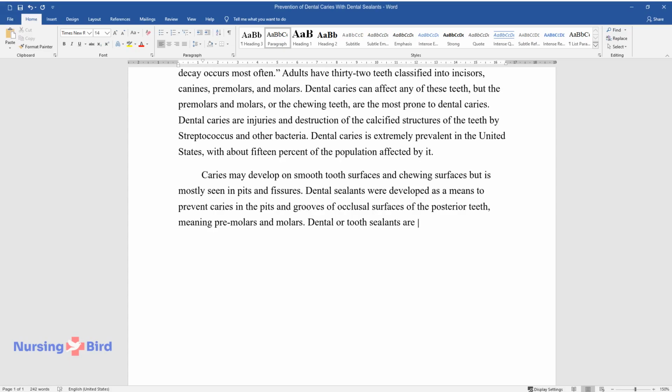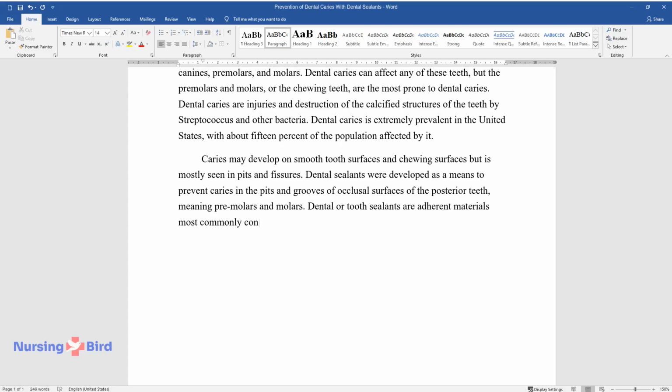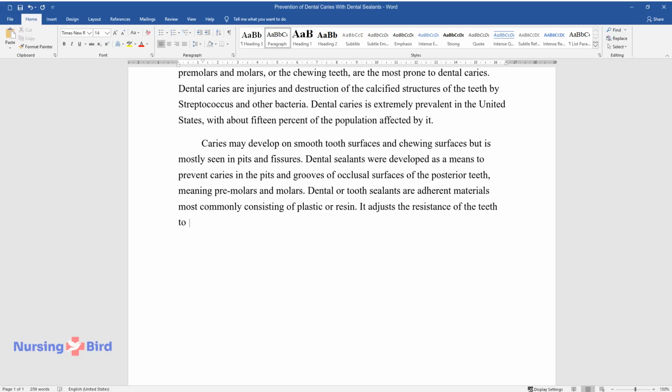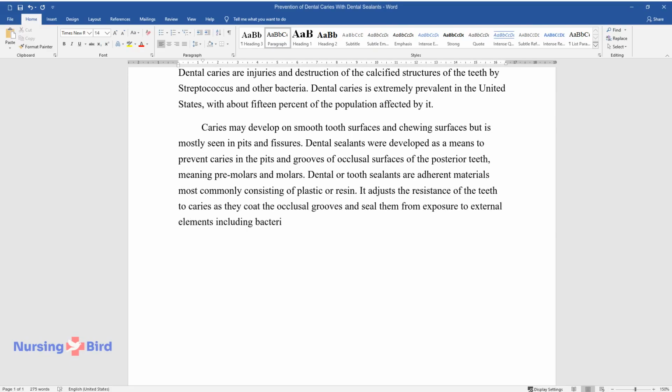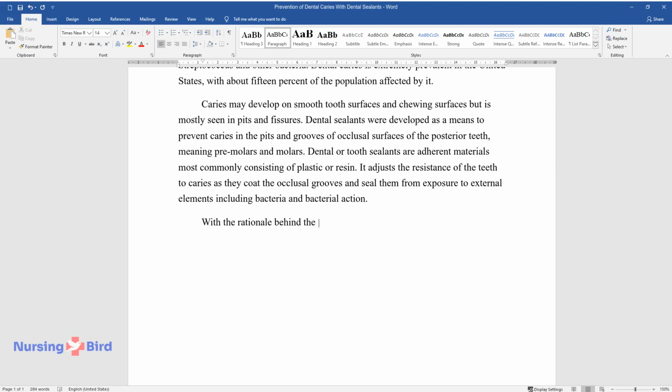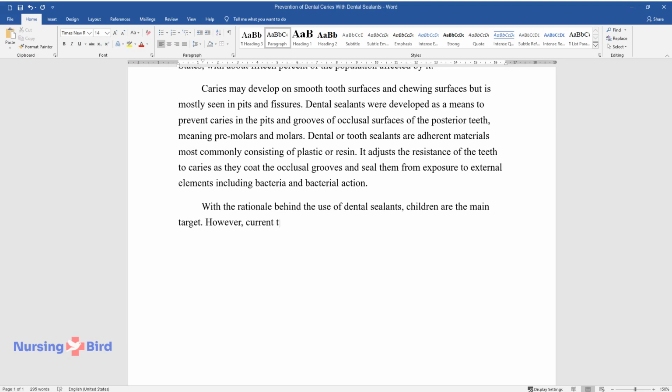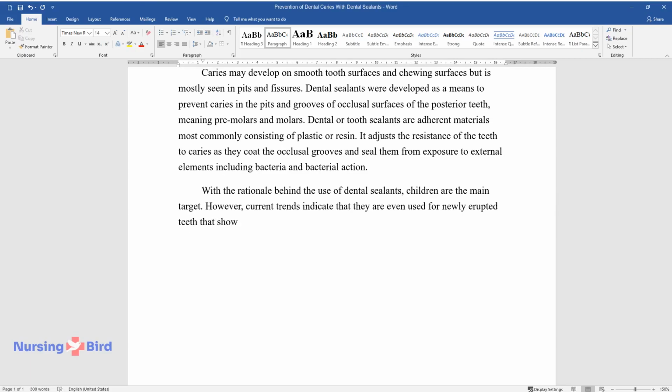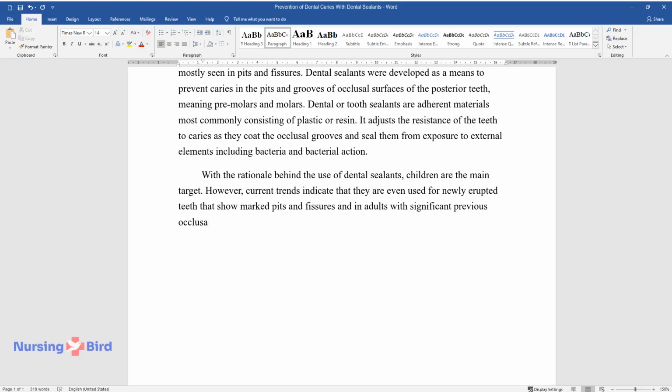Dental or tooth sealants are adherent materials most commonly consisting of plastic or resin. They increase the resistance of the teeth to caries as they coat the occlusal grooves and seal them from exposure to external elements including bacteria and bacterial action. With the rationale behind the use of dental sealants, children are the main target. However, current trends indicate that they are even used for newly erupted teeth that show marked pits and fissures and in adults with significant previous occlusal caries.